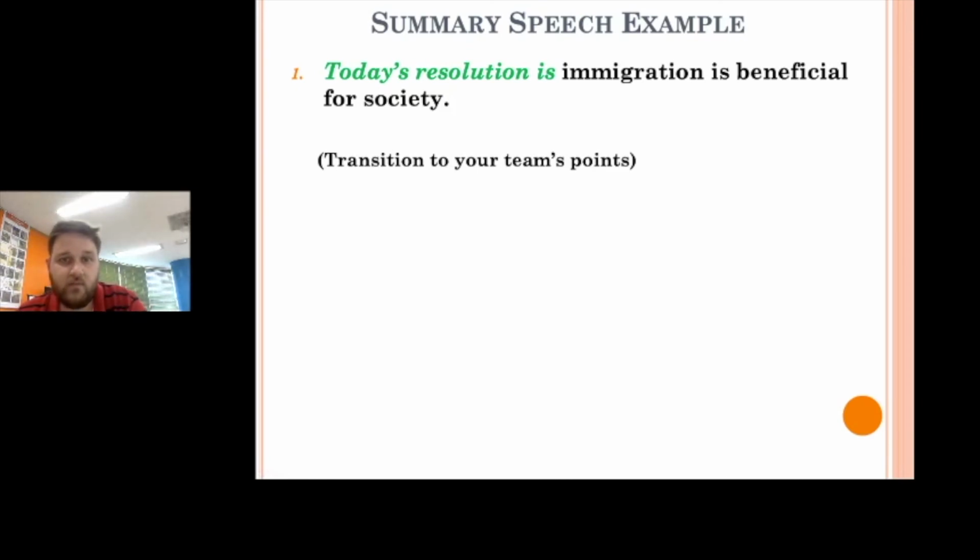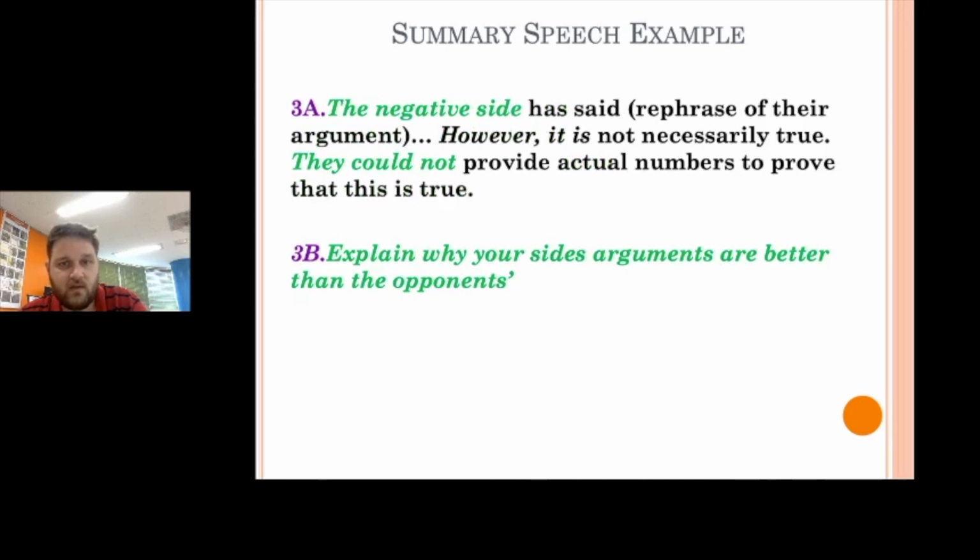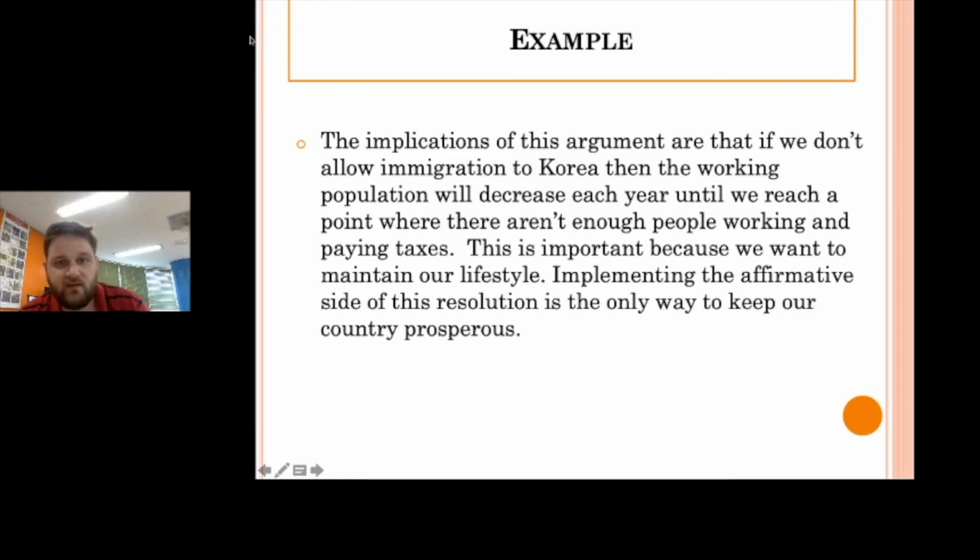So, a summary speech example. Today's resolution is immigration is beneficial for society. Transition your team's points. So, one of our other points was... The negative side has said... Rephrase their argument. However, this is not necessarily true. They could not provide actual numbers to prove that this is true. Explain why your side's arguments are better than your opponent's arguments. This example comes from the resolution, immigration is beneficial for society, beneficial for Korea.